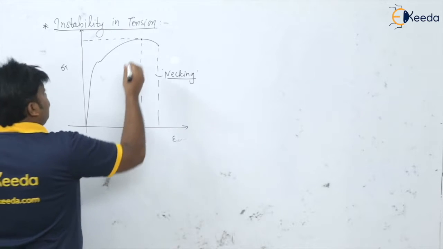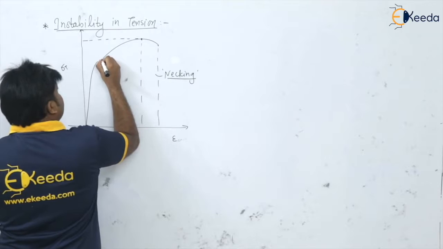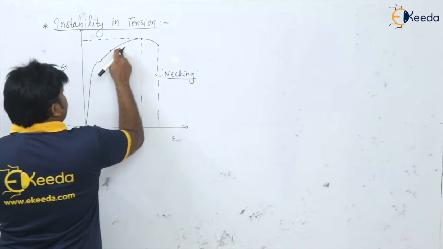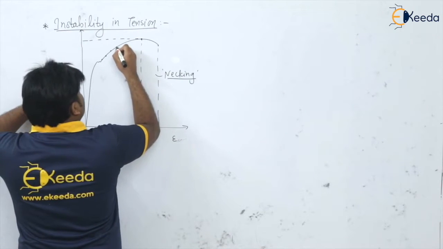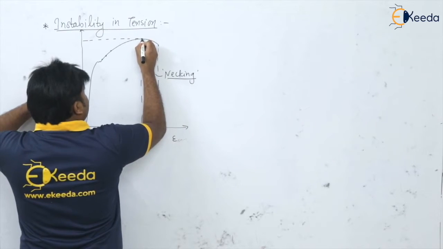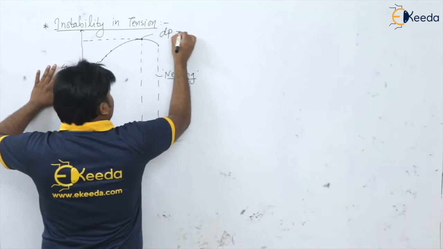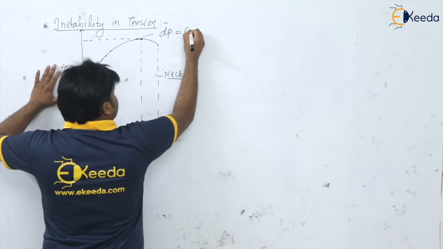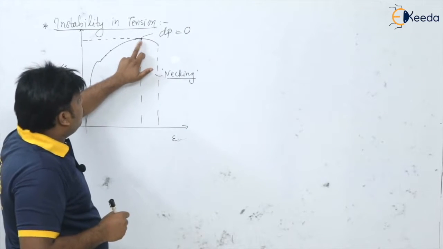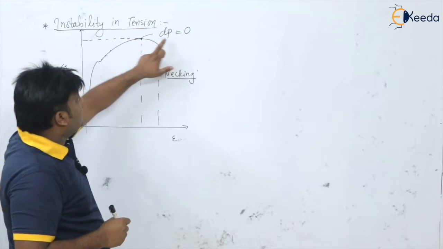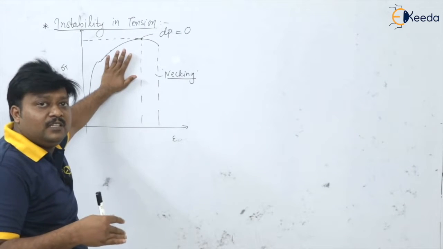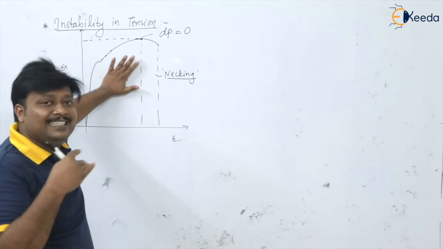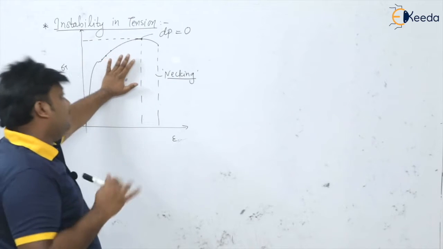And if we talk about this point, from here to here, for every point we are applying a greater load compared to the previous one, isn't it? There is a change in load dP everywhere here, except at this maximum stress, where it is the maximum load. The change in load at this point will be what? Because it's a maximum value, it is 0. Change in load at UTS is going to be 0. After that, the material is unstable. It is undergoing the necking condition, and finally it is going to fracture or fail.